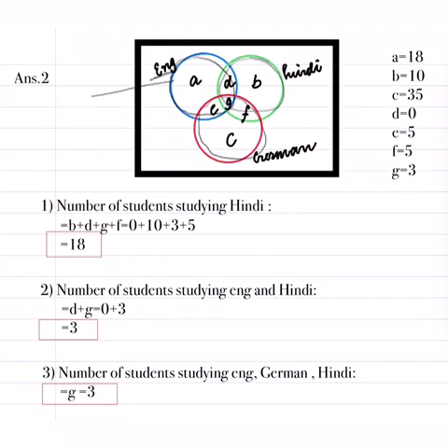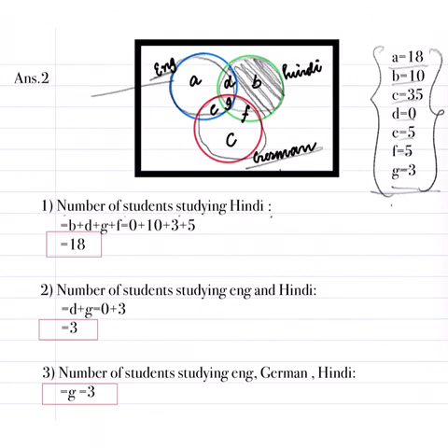So I've made this Venn diagram again, and here I've just noted down the values of A, B, C, D, E, F, G for reference purposes. And the first part says to find the number of students who are studying Hindi. So if you see this green circle, it includes these letters B plus D plus G plus F. It includes all these letters. So if we put down the values, it comes out to be 18 students who are studying Hindi.